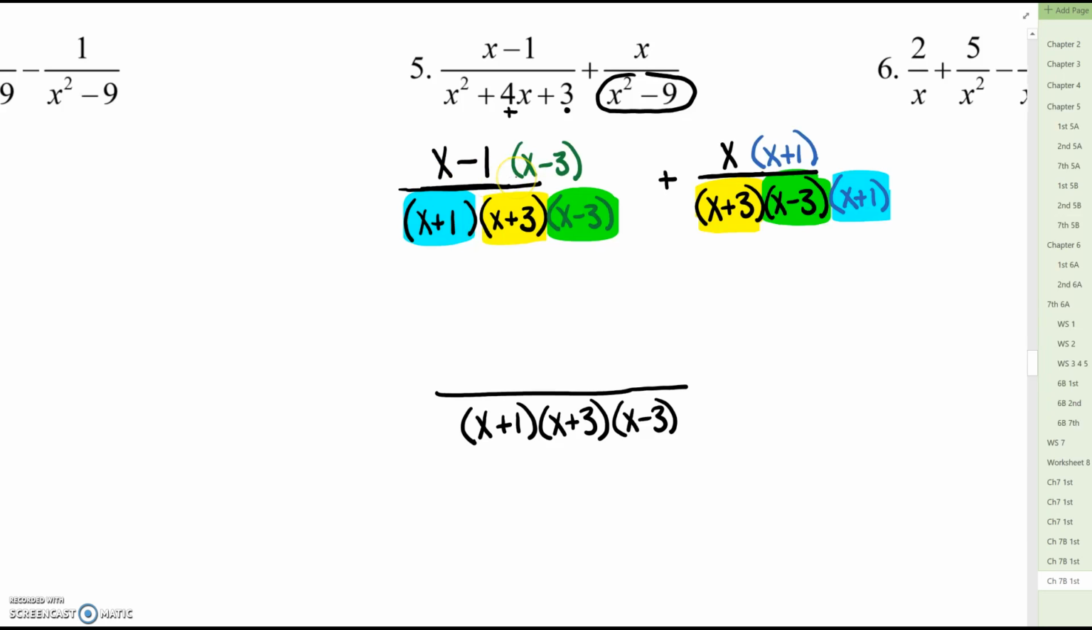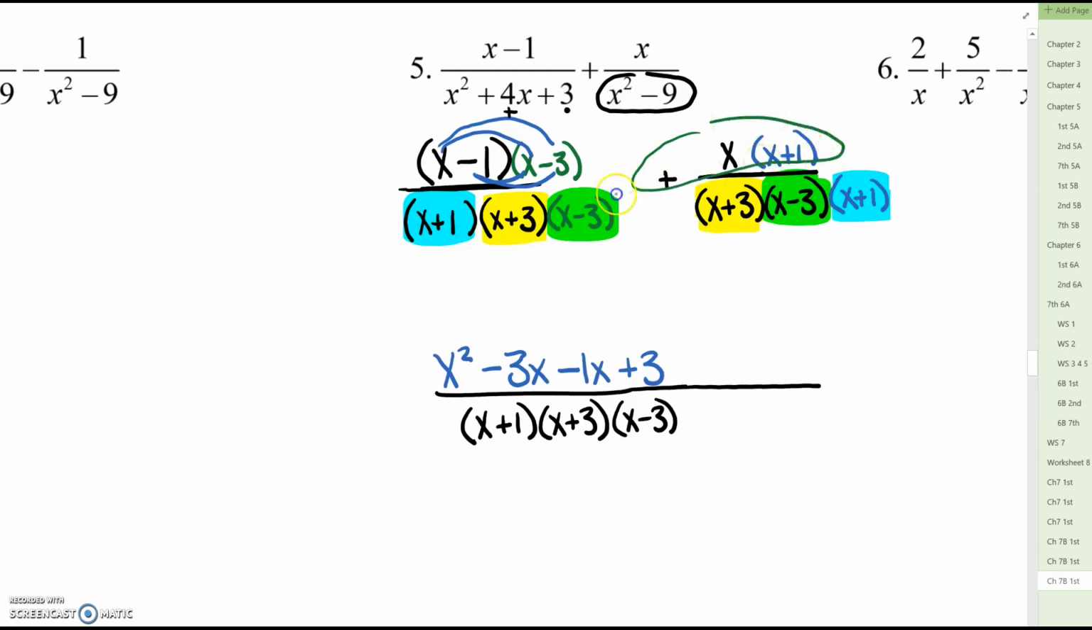Everybody look at the first numerator, the first top. Do you see this x minus 1? It needs to have parentheses around it. What do you think we're going to have to do with this x minus 1 times x minus 3? We're going to have to double distribute or FOIL or whatever it is that you call it. So x times x is x squared, negative 3x, negative 1x, positive 3. We also have this stuff, which we have to distribute. So plus x squared plus x.